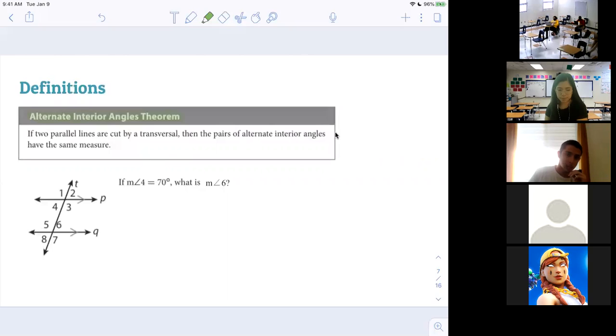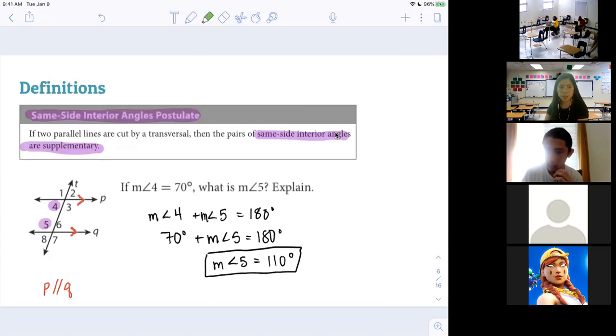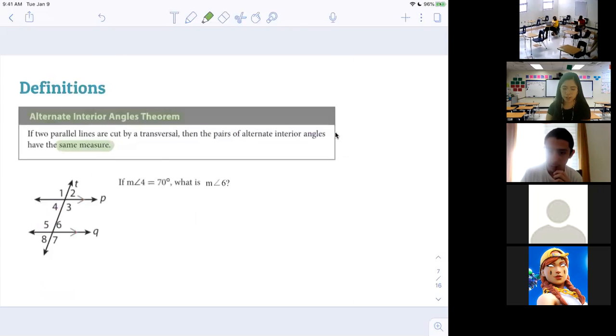If two parallel lines are cut by a transversal, then the pairs of alternate interior angles have the same measure. Same measure. Okay, so notice the difference. In the previous definition, they were supplementary, but in this definition, they're the same. So if they are alternate interior angles, they are the same.